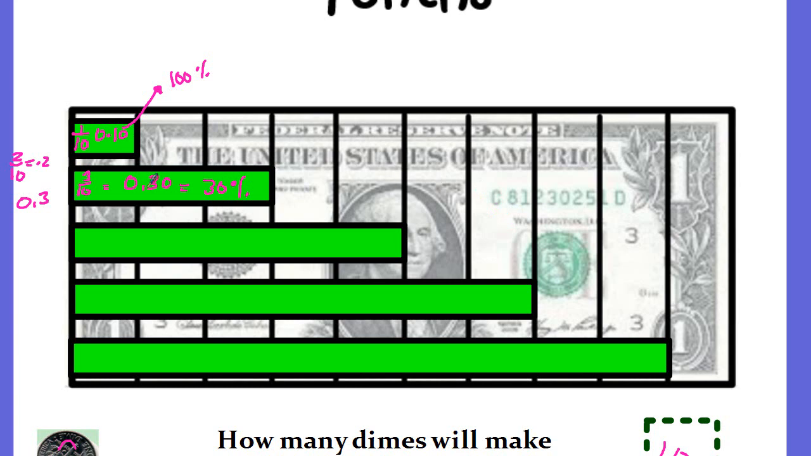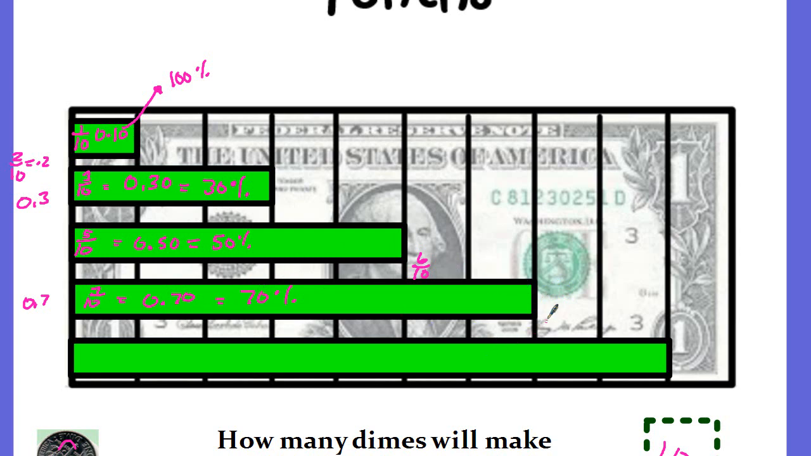What comes after 30 cents? 40 cents. After 40 cents, 50 cents. So this would be 5/10, which is equivalent to 5 dimes, 50 cents. 50 cents out of 100 cents would be 50%. Add another dime and you would get 6/10. Add another dime, you get 7/10. 7 dimes equals 70 cents. Or you can write it as 7/10. 70 cents out of 100 cents would be 70%.